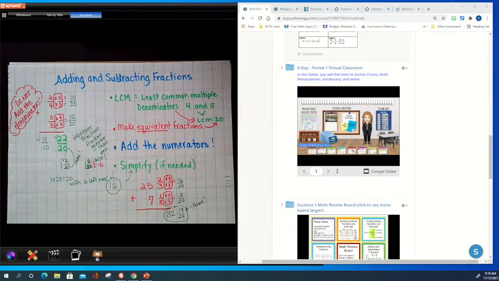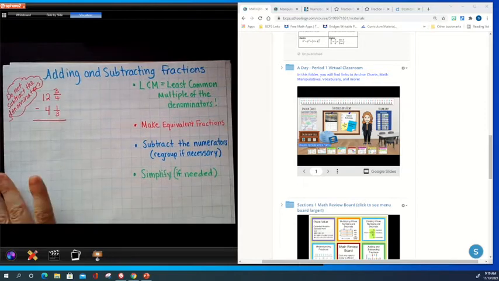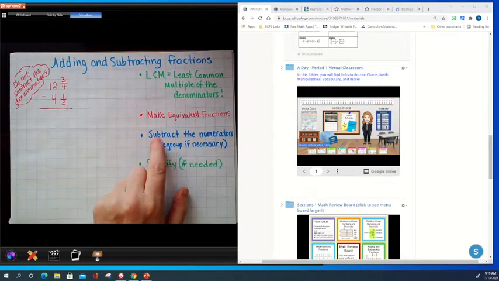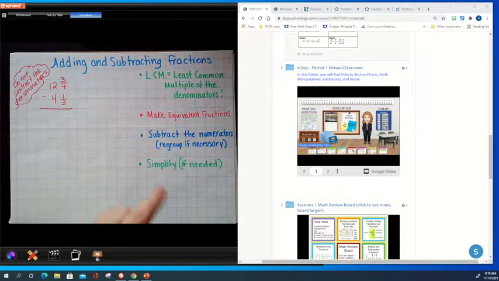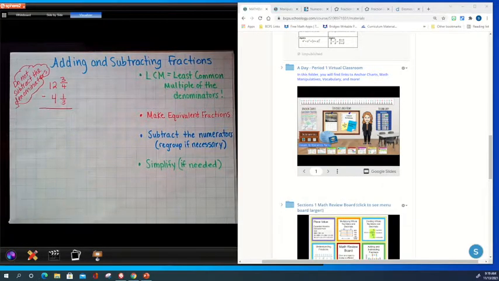Okay, here we go. We're going to get into subtracting fractions. And just like adding, the steps are exactly the same, but this time we're going to subtract and regroup if necessary. Because you know when we subtract numbers, sometimes we have to regroup. Okay, so let's take a look at one without regrouping. We're going to start without regrouping.